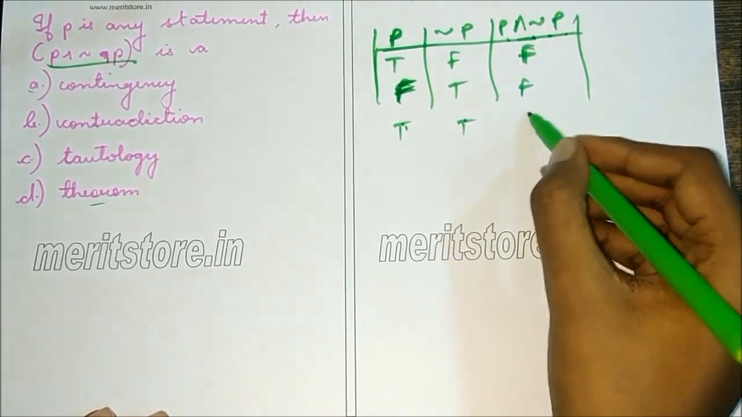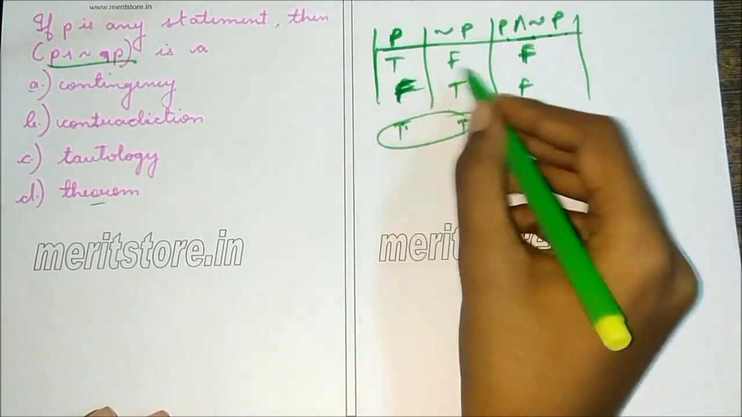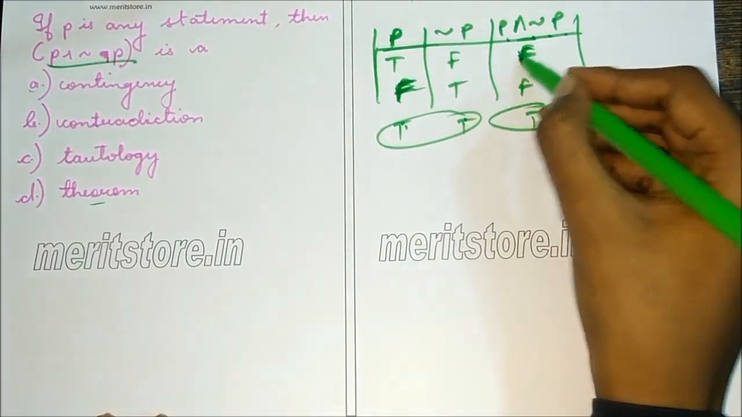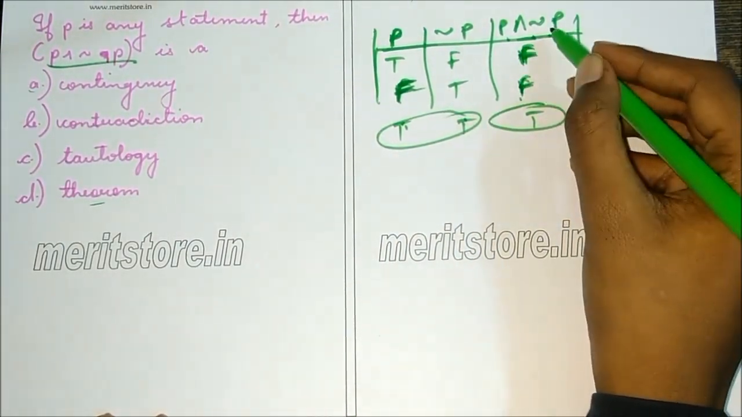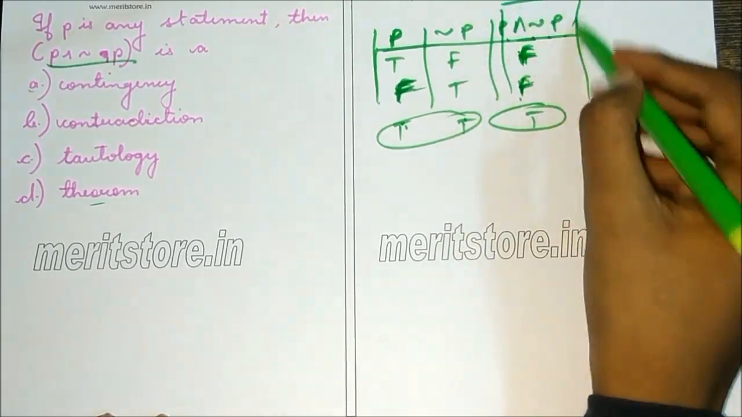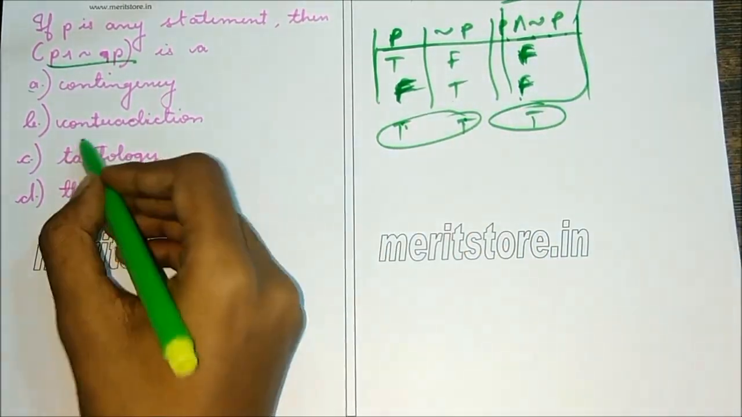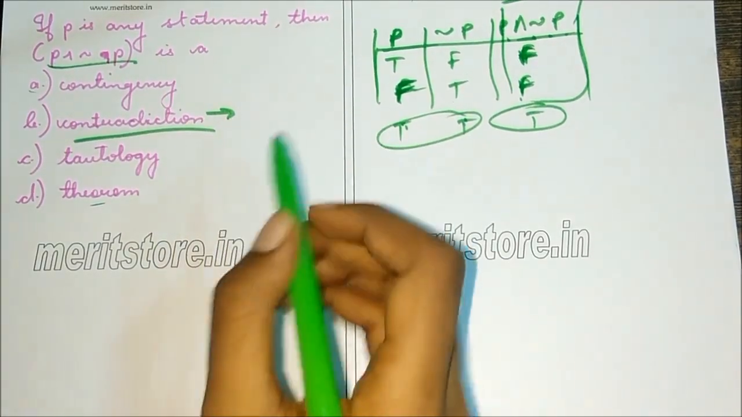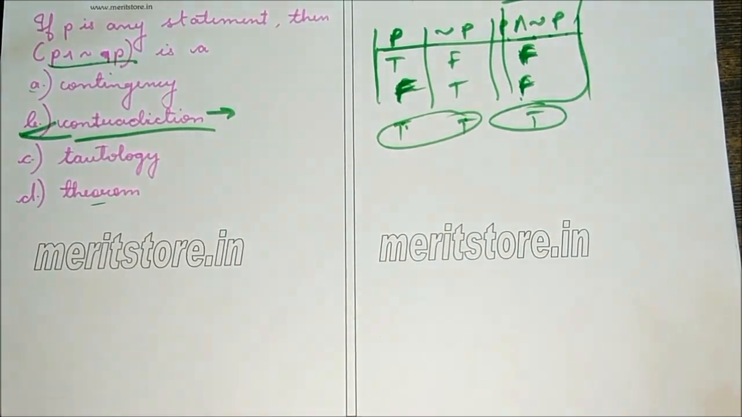In the other case, there are no two true terms. So the values are false and false. So since all the values in this table are false, it is a contradiction, since it is a table consisting of only false values. So the answer is B, contradiction.